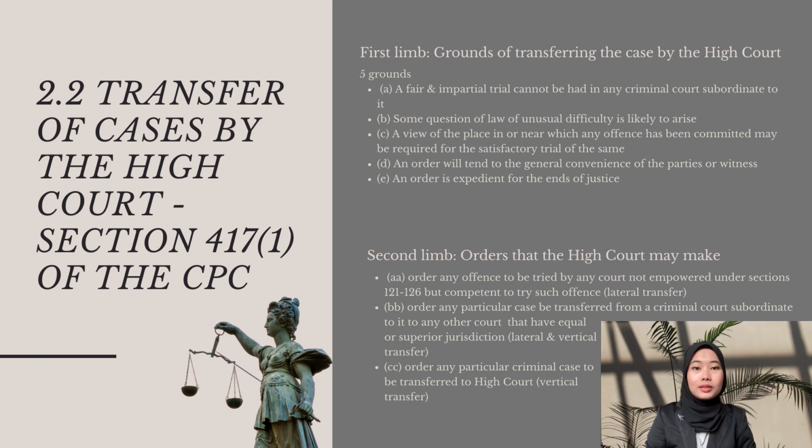The second limb in subsection 1 relates to the orders that the High Court may make. Paragraph A states that the High Court may order any offence to be tried by any court not empowered under sections 121 to 126 but competent to try such offence. This paragraph emphasizes lateral transfer. Paragraph B provides that the High Court may order the case to be transferred either laterally or vertically. Paragraph C also provides that the court may order any particular criminal case to be transferred to the High Court, i.e. it concentrates on vertical transfer.